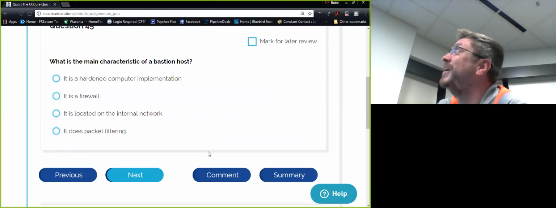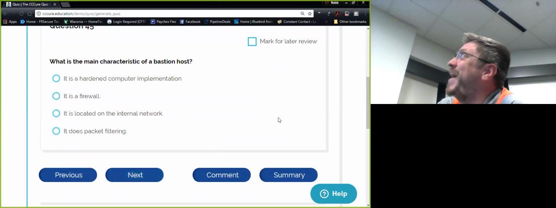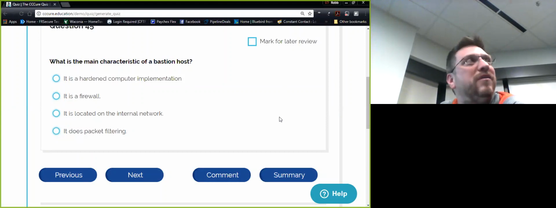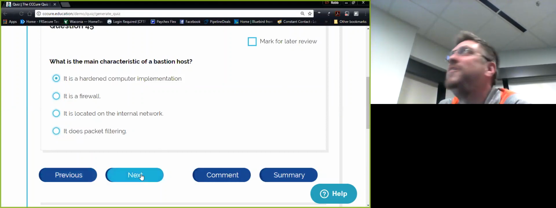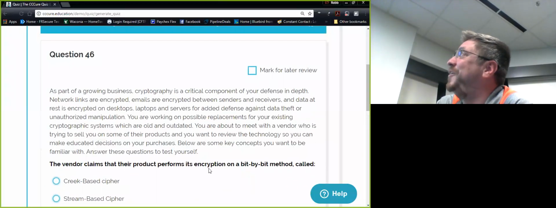I'm not arguing. Which is the main characteristic of a Bastion host? It's a hardened computer implementation. It's a firewall. It's located on the internal network. It does packet filtering. It is, yeah. I was gonna say, you must have covered that on the day I wasn't here. Oh, is it? I don't remember hearing that.